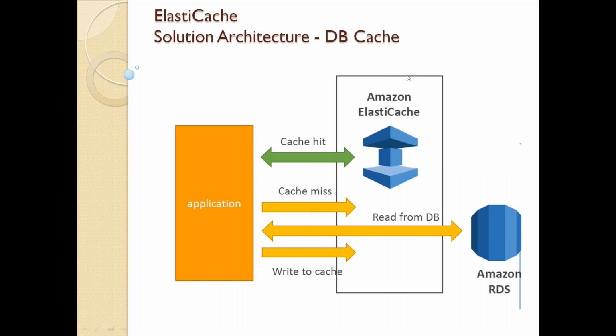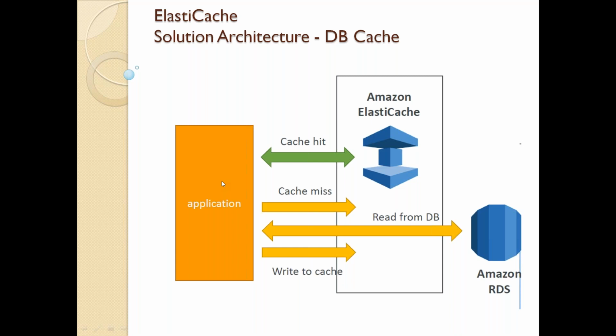So this is how it happens, right? You have your Amazon ElastiCache between your database and the application. Whenever your application wants to read the database, first it will come to Amazon ElastiCache. If it finds the data there, it's called a cache hit. If it doesn't find the data, it is called a cache miss. Whenever there is a cache miss, it will go to the database, read the data from the database, come back and give it to the customer, and write a copy to the cache.